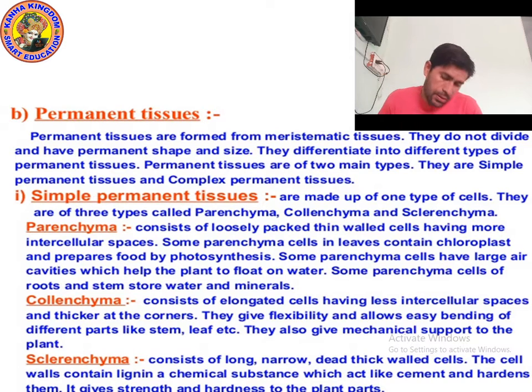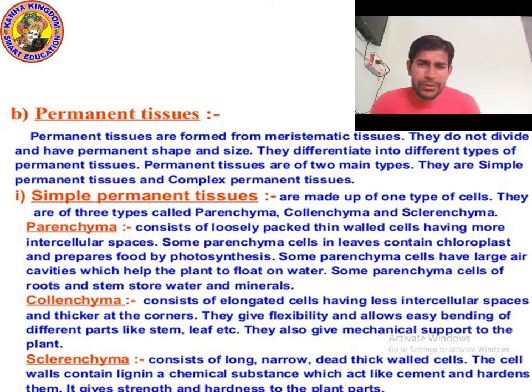So there are different types of parenchyma, meaning parenchyma tissue has different types of cells like chlorenchyma and aerenchyma. These types of cells make parenchyma. I hope you understood about parenchyma.